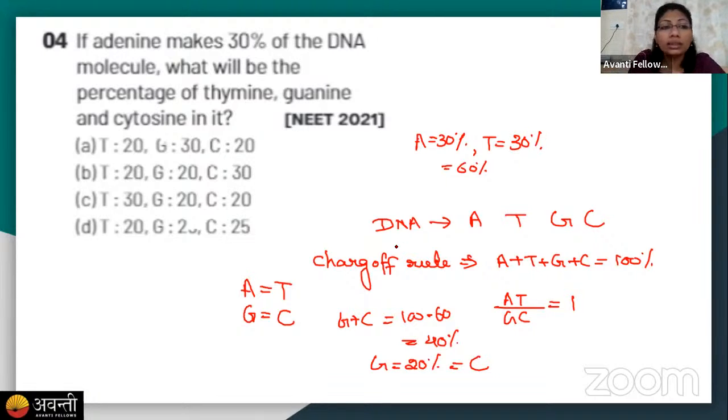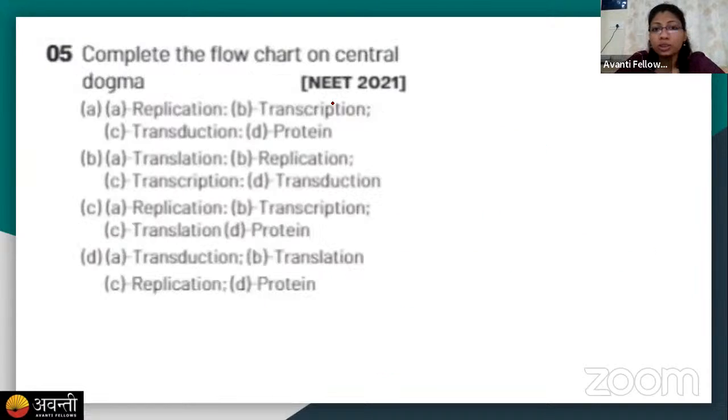So if we look at these options, only option C has the amount of thymine as 30%, guanine as 20%, and cytosine also 20%. So yes, well done, you have opted for the correct option. Okay, your option is correct, and the answer for question number 4 is option C, right? So let's move to the next question.